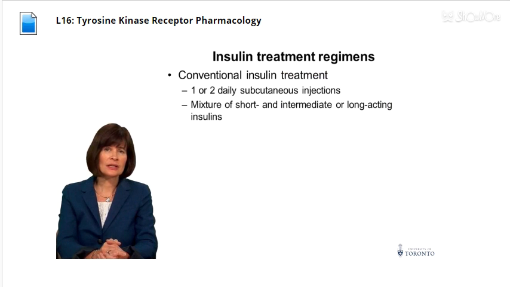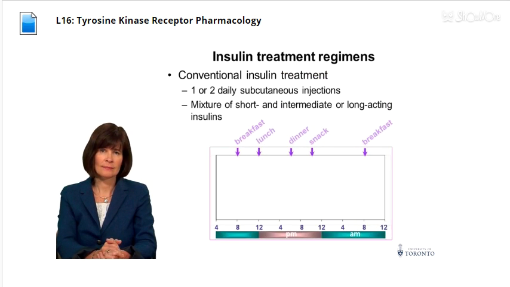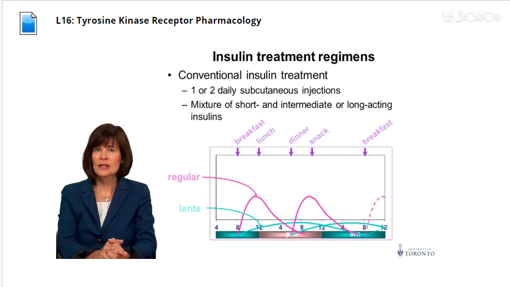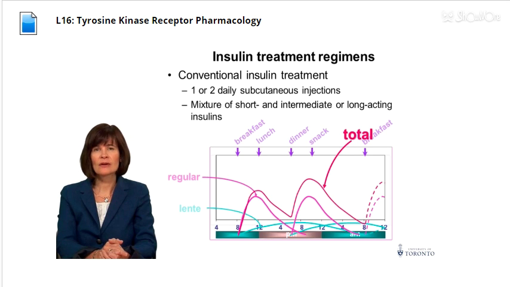Let's look at a conventional insulin therapy regime over 24 hours. The patient injects the long-acting Lente insulin twice a day to give a low level of insulin, shown here in blue. The patient injects a regular insulin in the morning before breakfast and then again in the evening before supper, shown in pink. The combined insulin levels are shown here in red.